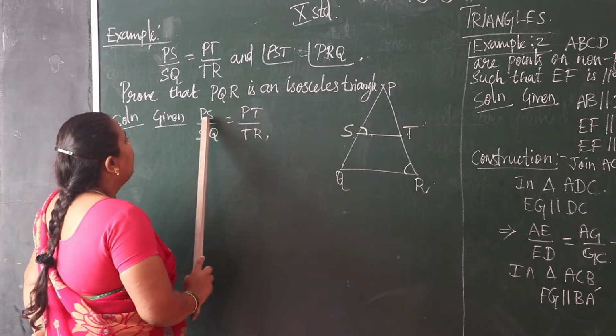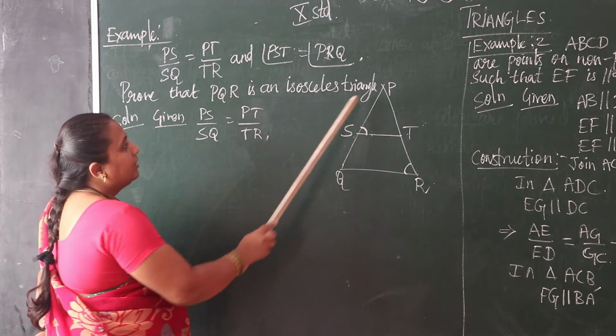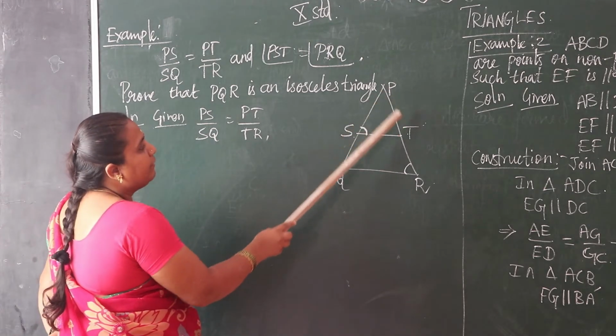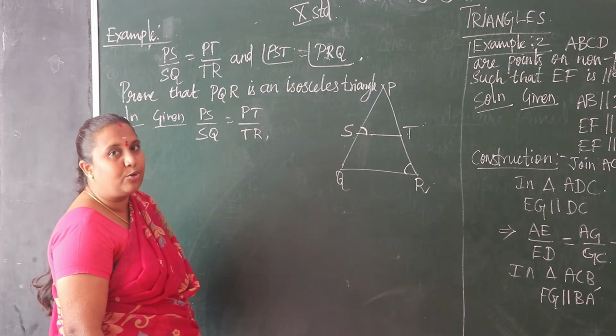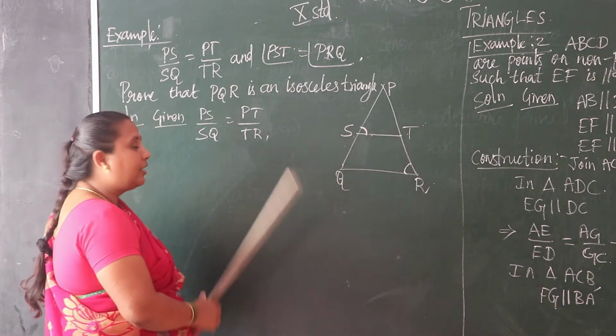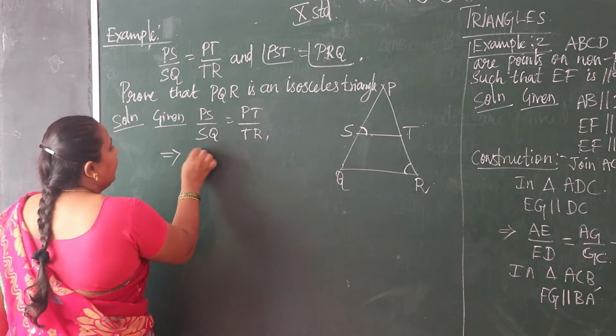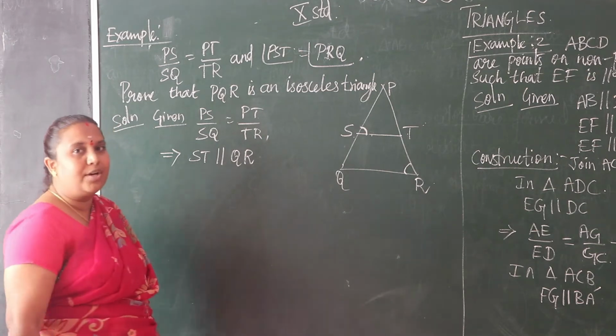Okay, so let us see PS by SQ equals PT by TR. PS by SQ is equal to PT by TR. The two sides of the triangle are divided in the same ratio, which means that line ST is parallel to QR. Okay, from this we can write ST is parallel to QR. Right? Do you agree?